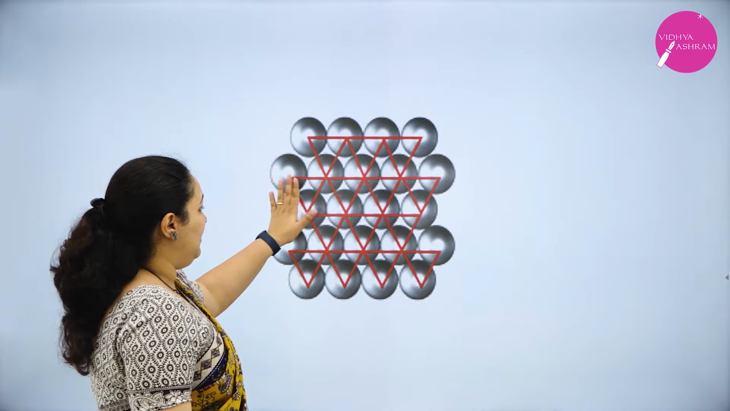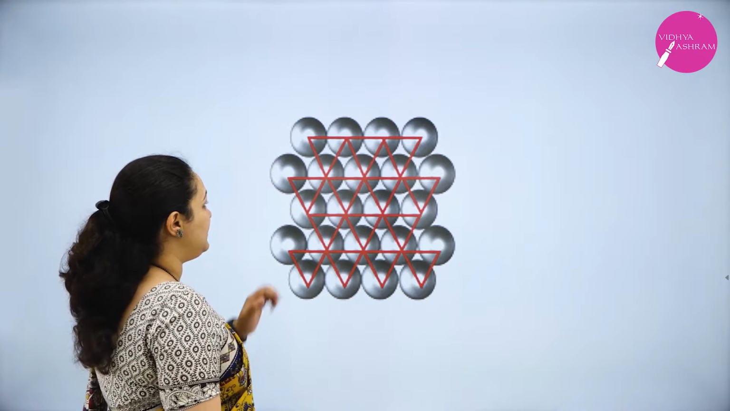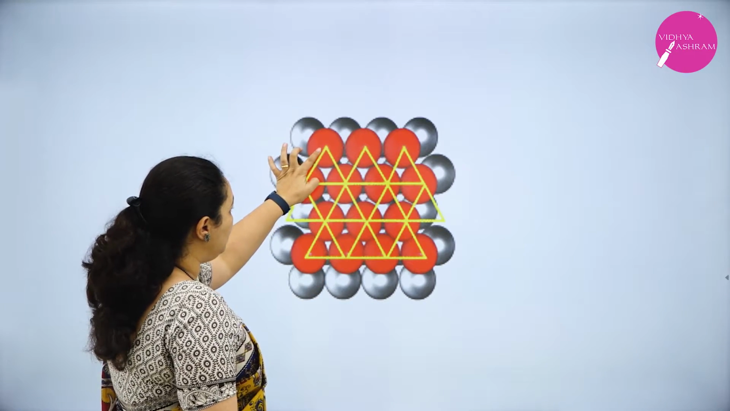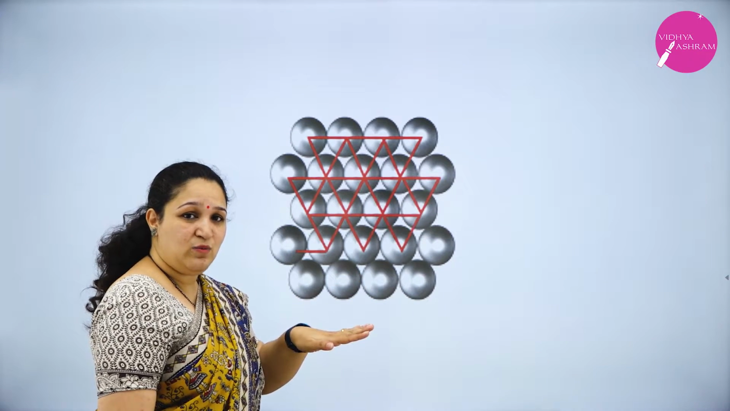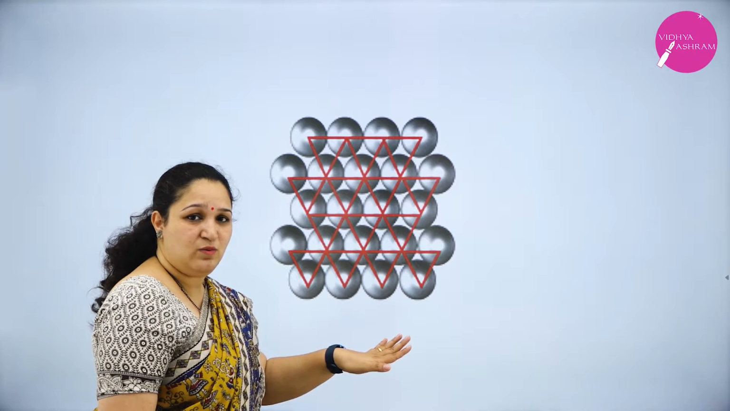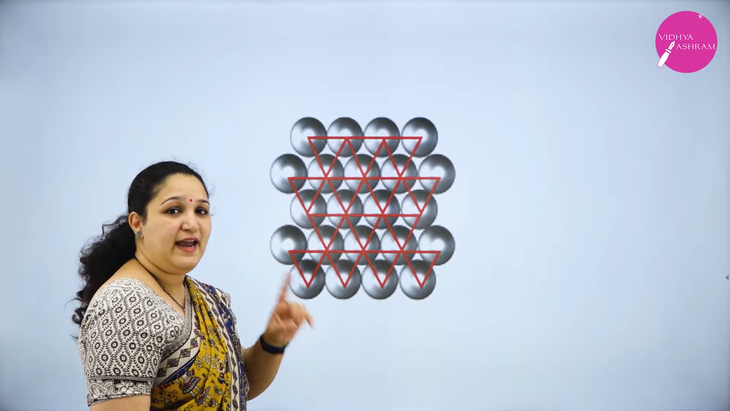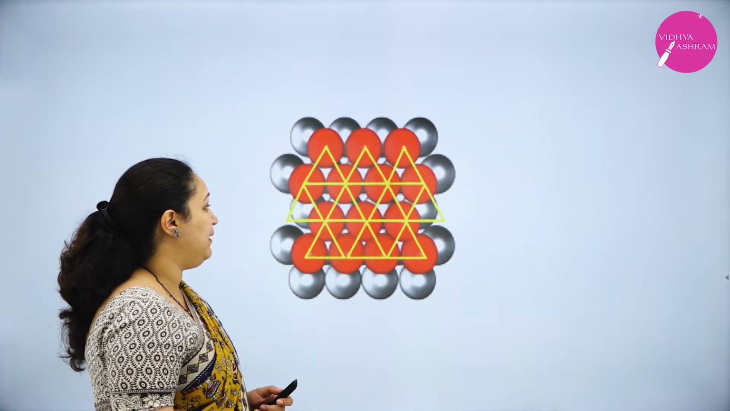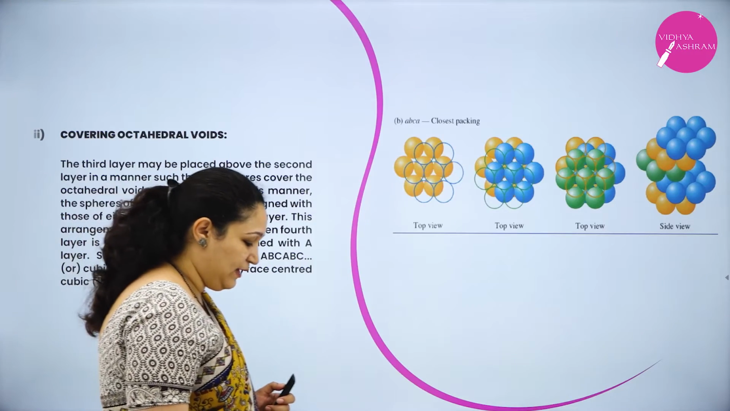Once again, here I have got the first layer, the second layer, tetrahedral voids. Here also tetrahedral voids are there. Above the tetrahedral void, there is one more particle which is going to come. Okay? Above the tetrahedral voids, it's covering the tetrahedral voids. Then we are going to get HCP. What we are going to get? HCP.